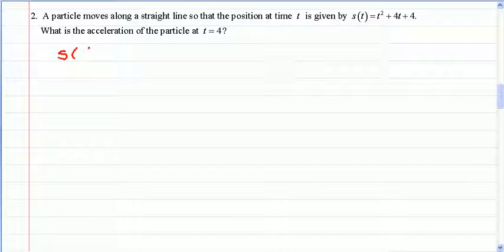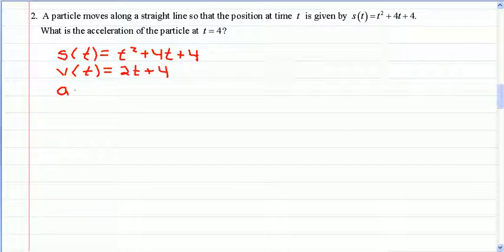So if I write the position function s of t, t squared plus 4t plus 4, and then I find the velocity function, which is 2t plus 4, and then the acceleration function is just equal to 2. To find the acceleration at 4, I cannot substitute 4 because the acceleration is always equal to 2. So the particle has a constant acceleration regardless of the time, so the answer is 2.